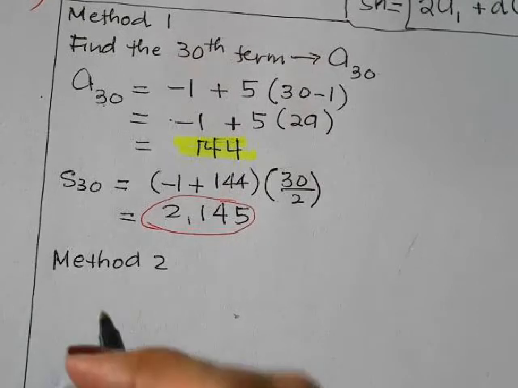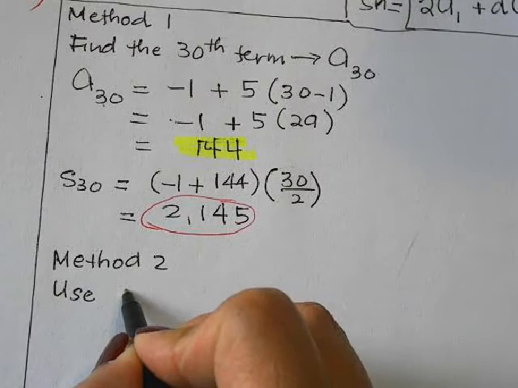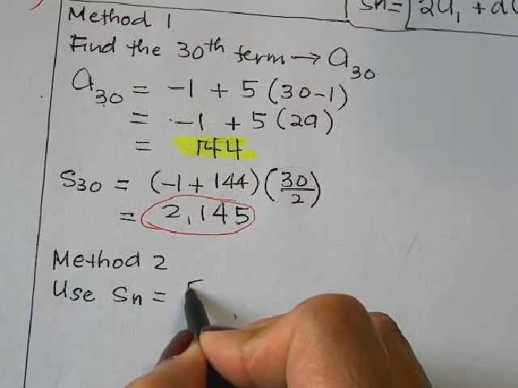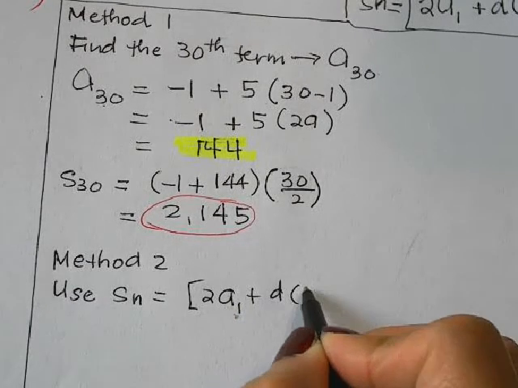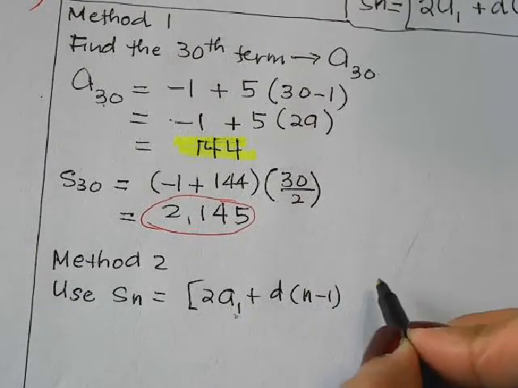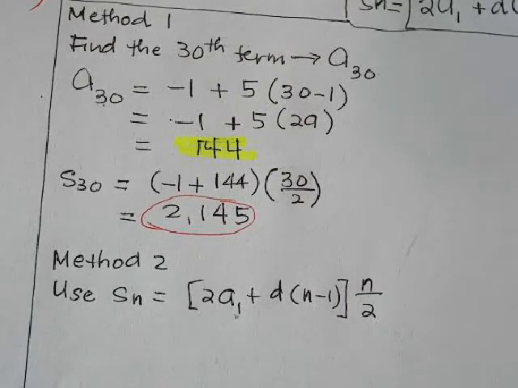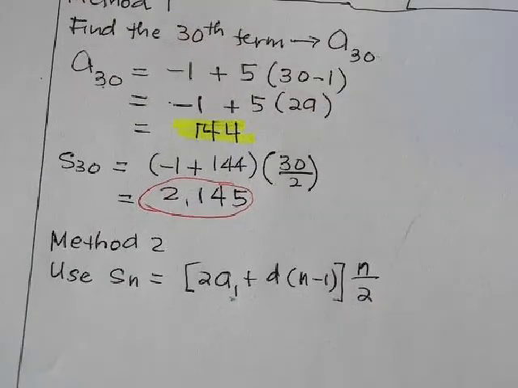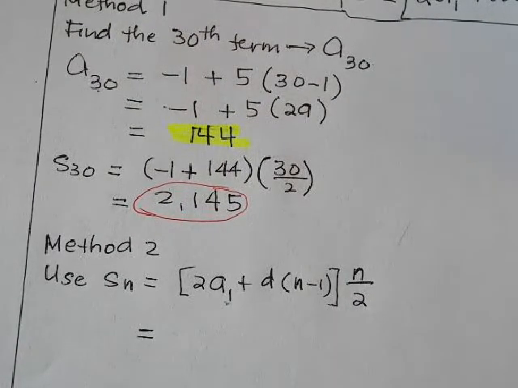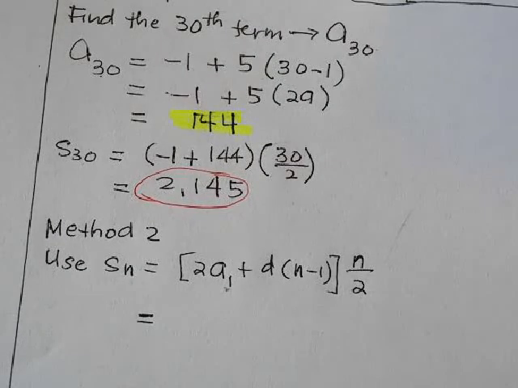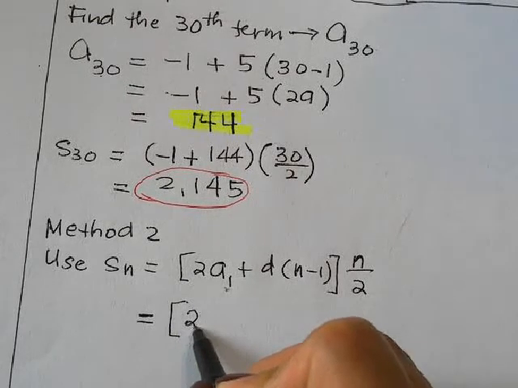You can just plug it in the formula, and you will get 2145 without passing through 144. Let's try that. Method 2. So use S sub n equals 2a sub 1 plus d times n minus 1. I don't know if you like to memorize this formula. It's up to you. That's your choice. So let's substitute. We don't need to find a sub n, we don't need to find 144, we don't need to find the 30th term. We just substitute what we have.